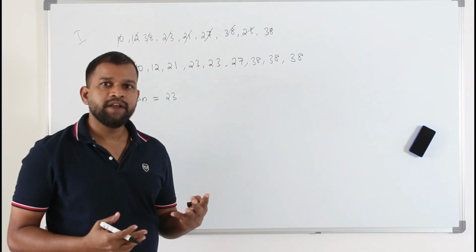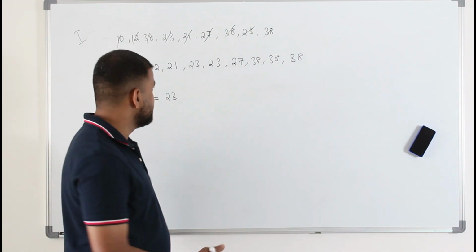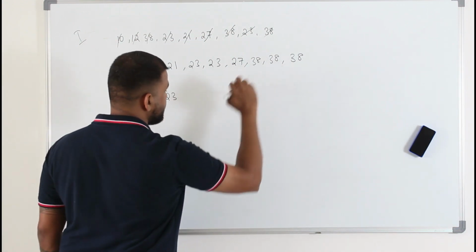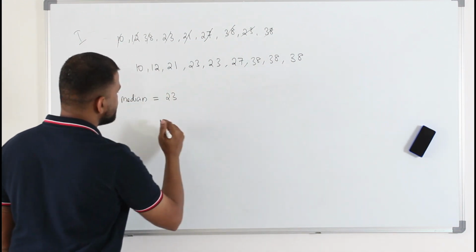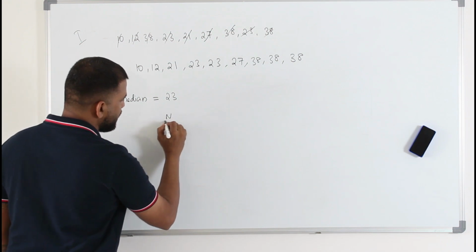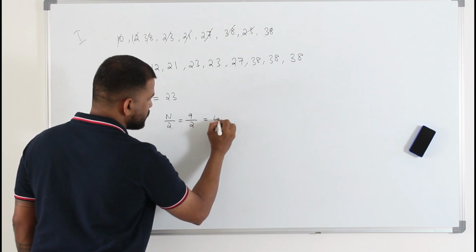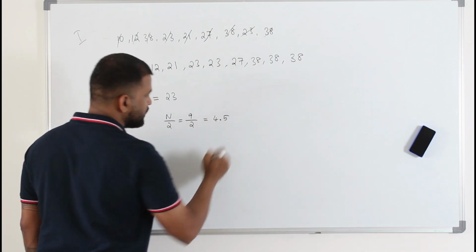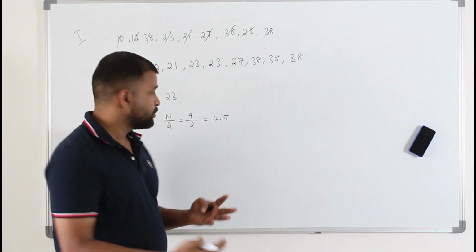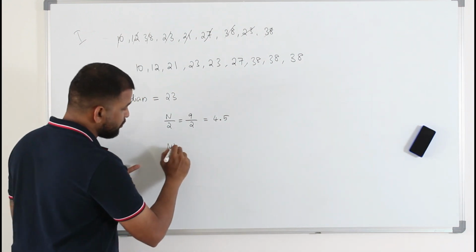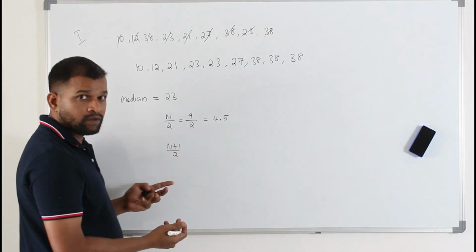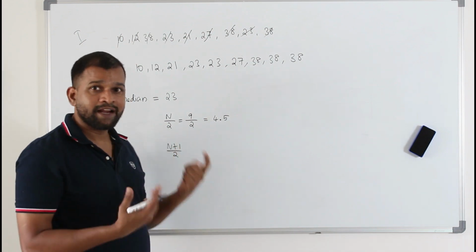Now, to find the median, you can use one more method. You take the number of entries. The number of entries is 9. So you divide the number of entries by 2. So you get 4.5. So remember, in some textbooks, they want you to use n plus 1 over 2. So here the method I am teaching is n over 2.